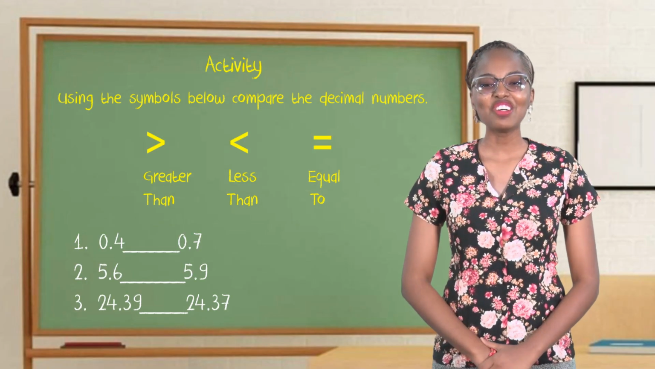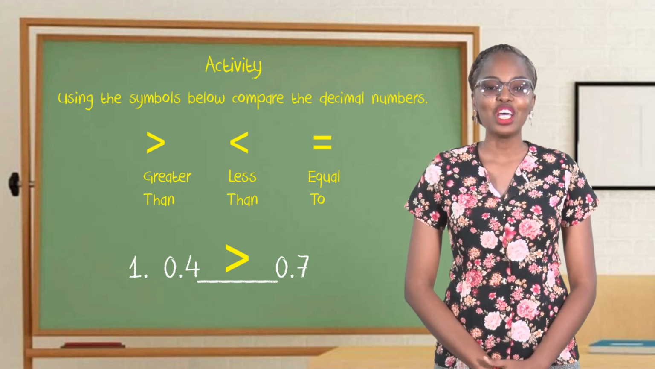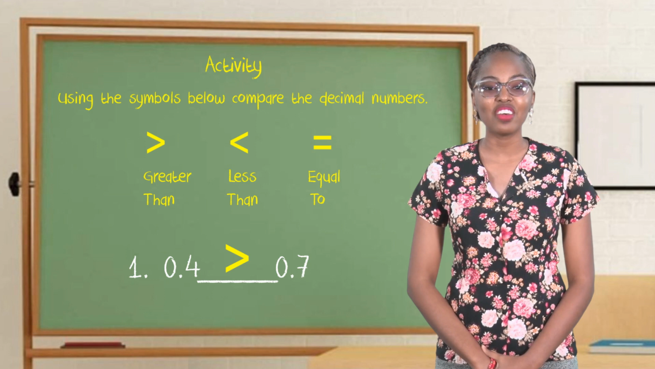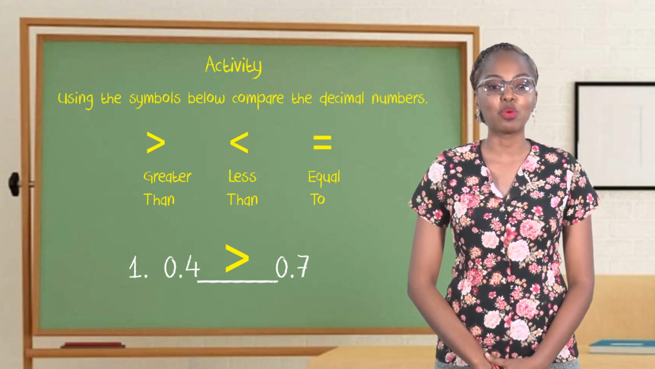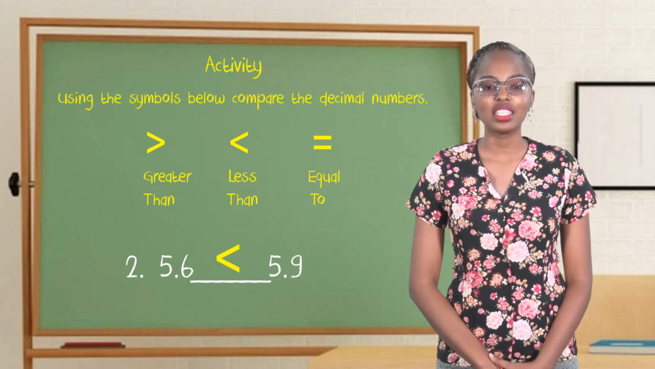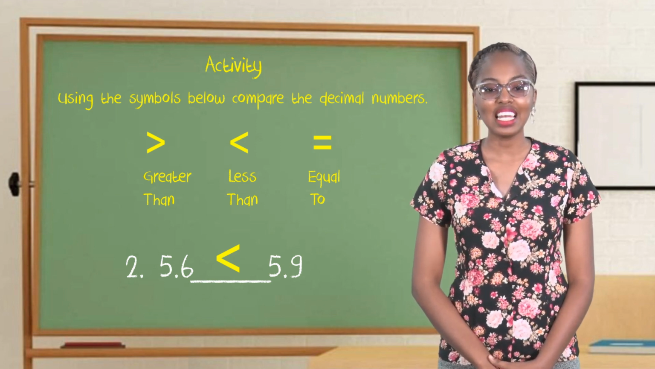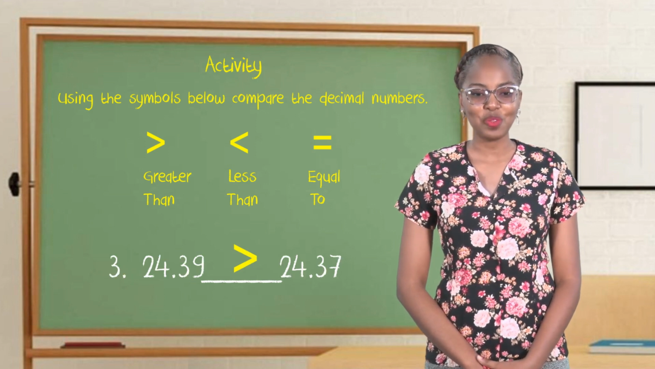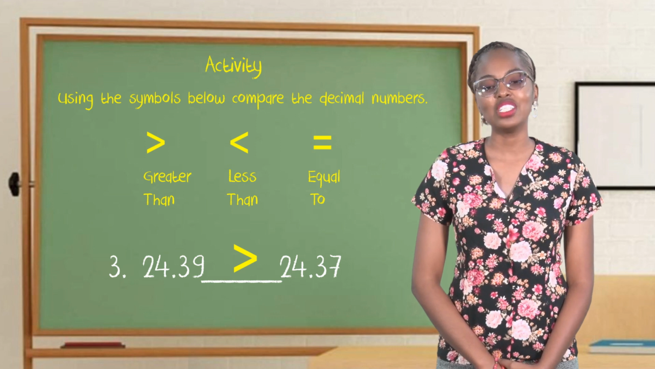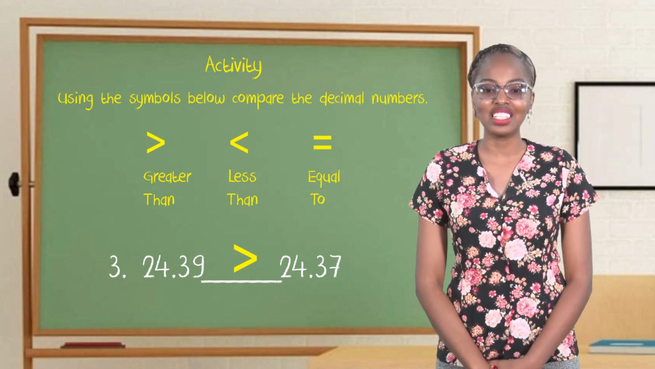Answers. So for your activity, I hope you're finished. Here are the answers. Number 1, we learned that 0.7 is greater than 0.4. While for number 2, we learned that 5.6 is less than 5.9. While number 3, 24.39 is greater than 24.37. I hope you got all correct.